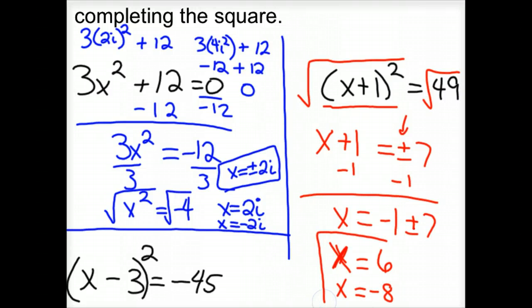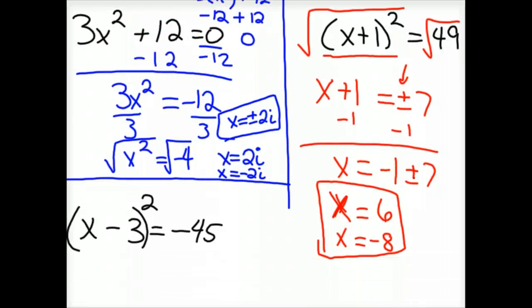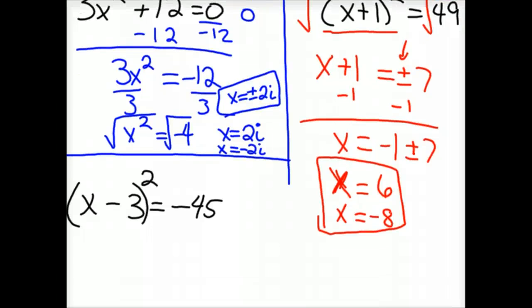And so here's your two solutions to that problem. If you plug those in, 6 plus 1 squared is 7 squared, which is 49, so that's true. And negative 8 plus 1 is negative 7 squared, which is also 49. So both of those work. Those are your only two solutions.